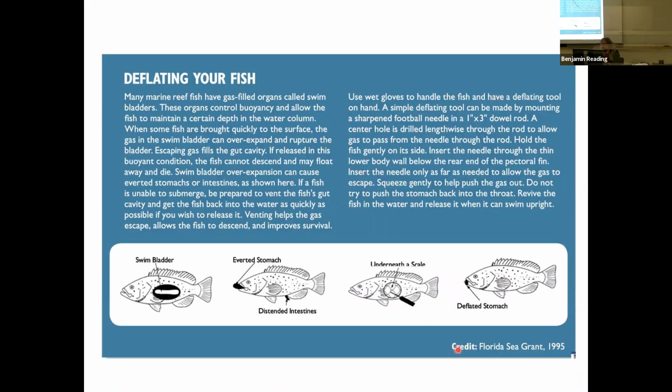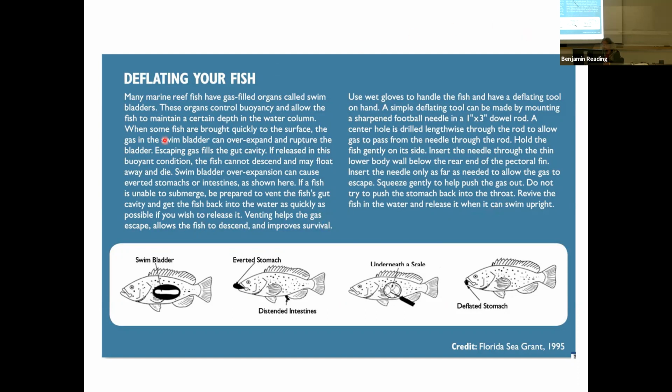And this is a handout from Florida Sea Grant talking about a swim bladder of a fish. If you catch one and bring it to the surface, that swim bladder will increase its volume because of the pressure change, and it can evert the stomach, for instance. Well, you can actually take a needle and pop it. Once you pop it, the stomach deflates, and if you release that fish, the fish might then have a way to potentially recover from this. So venting the gas helps the fish survive potentially.